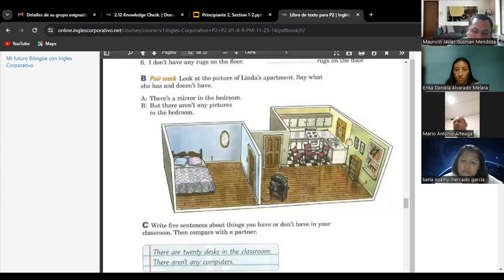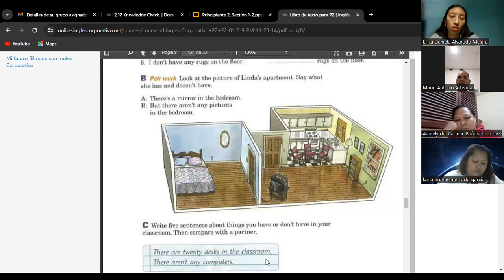Now the kitchen, Mauricio. There is a table in the kitchen. There isn't a table in the kitchen. Erica, kitchen. There is a stove in the kitchen. Correct. Mario, kitchen. There are paintings in the kitchen. Not in the kitchen; they are in the living room. There are no paintings in the kitchen.